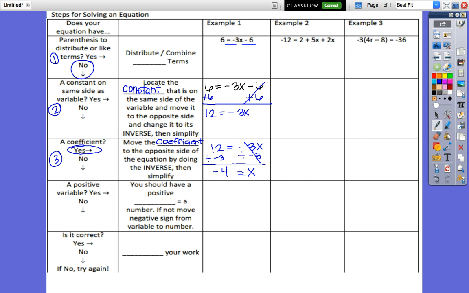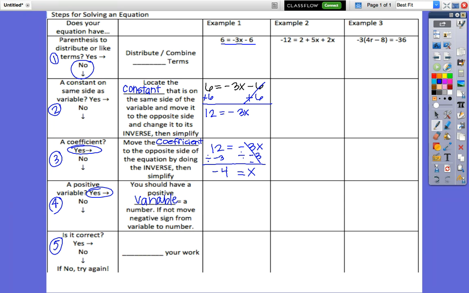Now, our next step asks us if we have a positive variable, and we do have a positive variable. You should have a positive variable that equals a number. If not, we're going to have to move that negative sign from the variable to the number. So just go ahead and divide that negative with it when you are in this step.